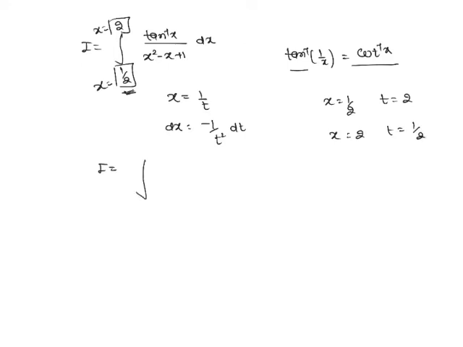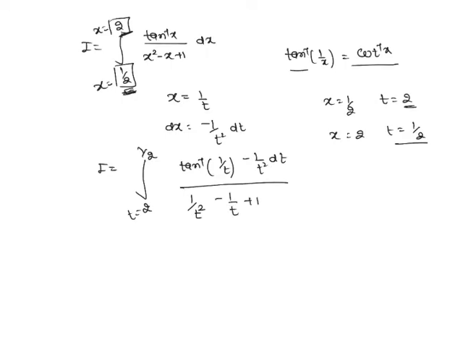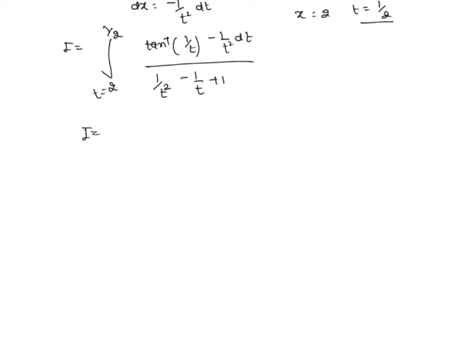Then it will become I equals to, if x is 1/2, t value is 2, so this becomes 2. If x value is 2, then t becomes 1/2, so this value is 1/2. Then this will come as tan inverse 1 by t, into minus 1 by t square dt, divided by 1 by t square minus 1 by t plus 1. Now we can write I equals integral from 2 to 1/2 of tan inverse 1 by t, which is nothing but cot inverse t, into minus 1 by t square dt. This will become 1 minus t plus t square divided by t square. So t square gets cancelled.